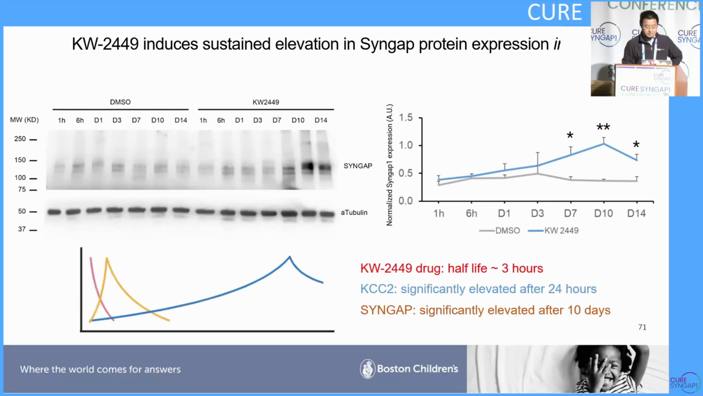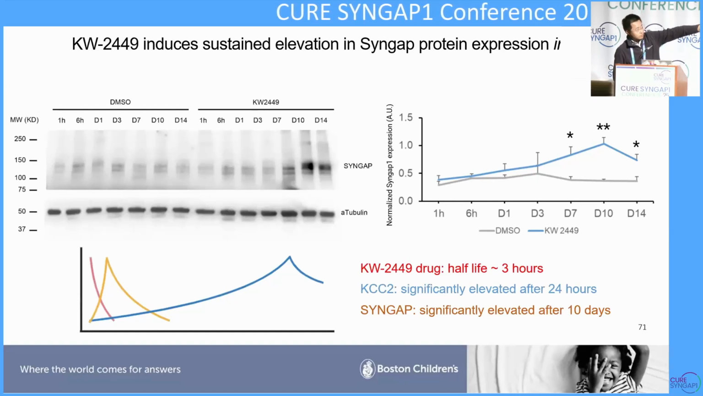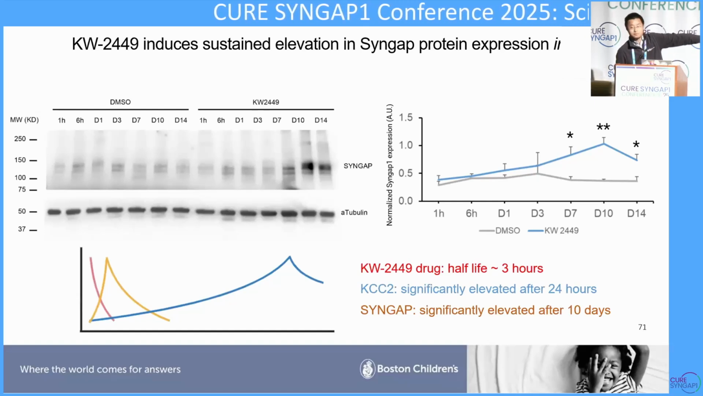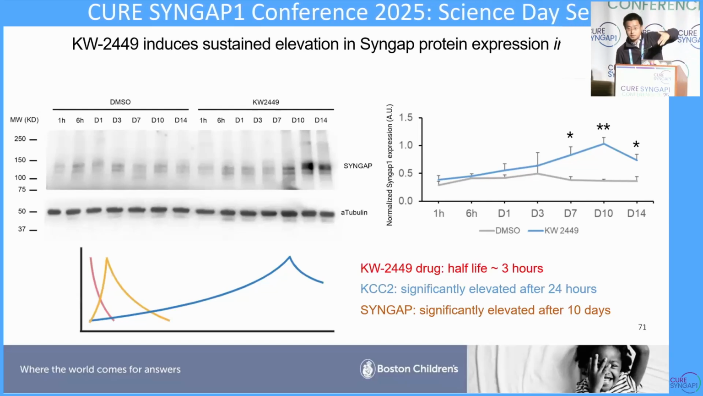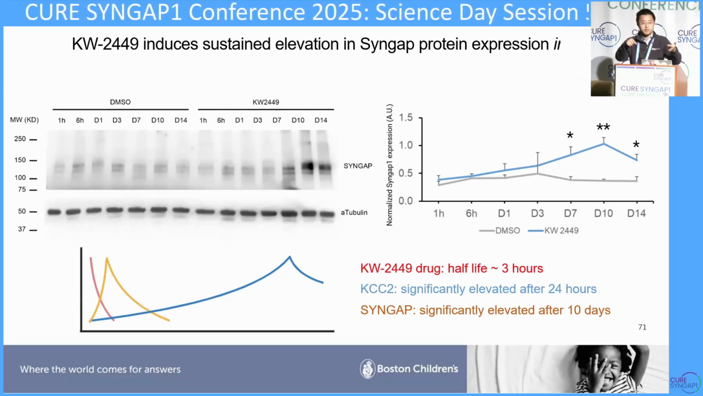And putting this in context, our other favorite gene is called KCC2. What we found is that KCC2 follows what we would predict at the beginning. The red line indicates the drug was out, with a half-life of about 3 hours. KCC2 goes up at about 24 hours and stays for about a day, right? Then it goes down. That's normal, the protein turning over.